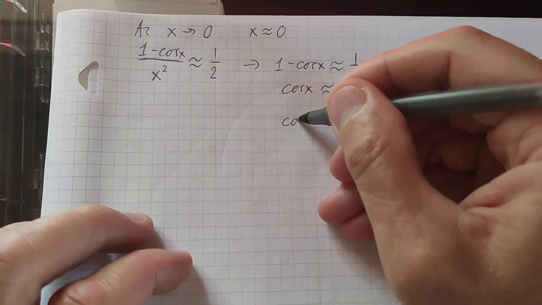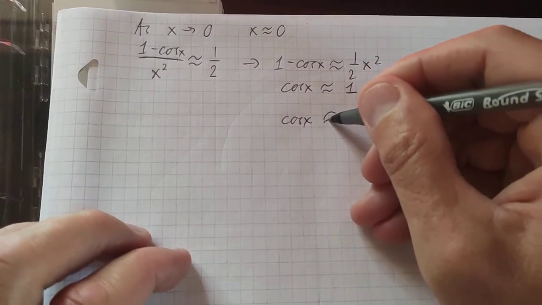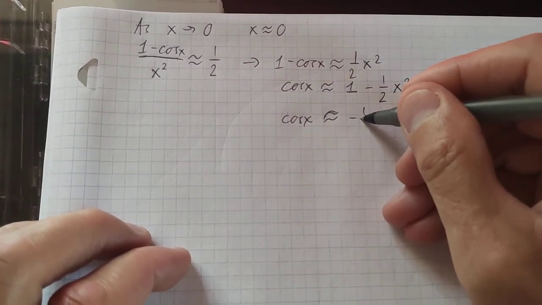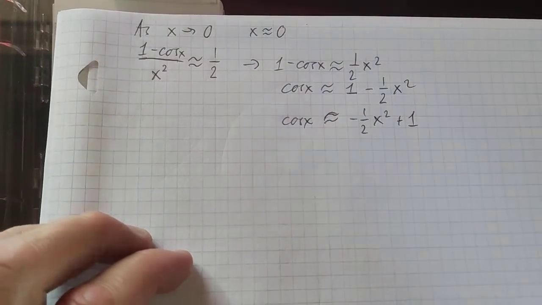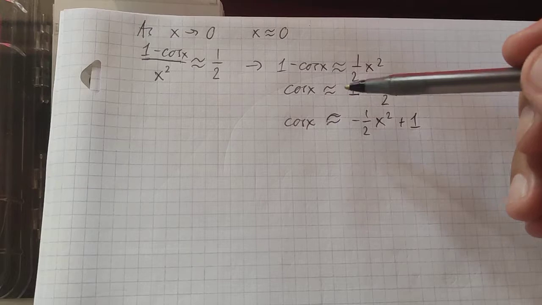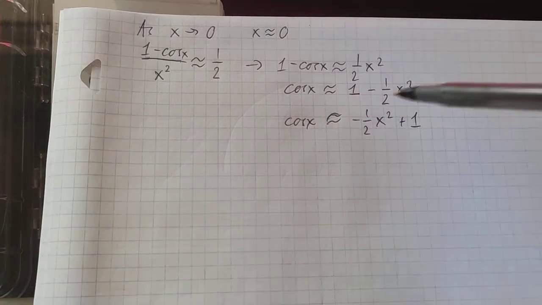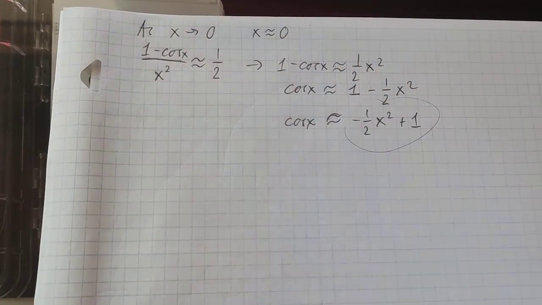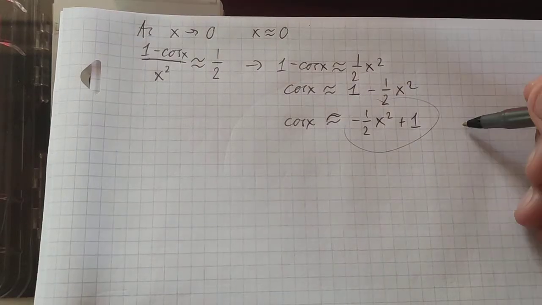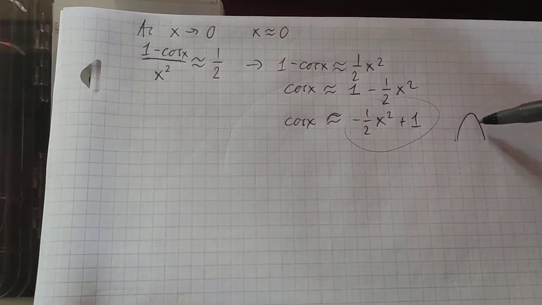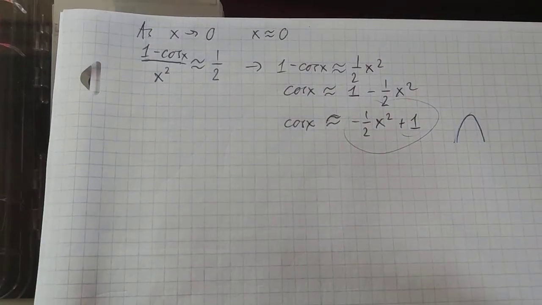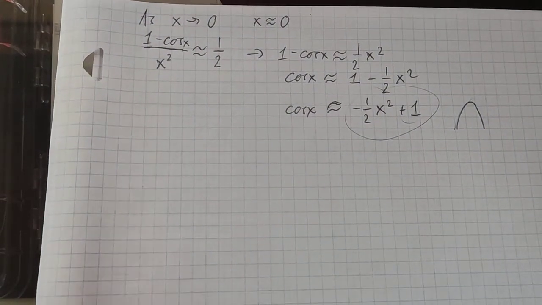let me rewrite it a little bit. So cosine x, so I have negative half x squared plus 1. Right? So we can see that cosine x can be approximated by this polynomial, right? So this is a quadratic equation. It's a parabola, an upside down parabola that's shifted up by 1. Okay. So let's write it down.